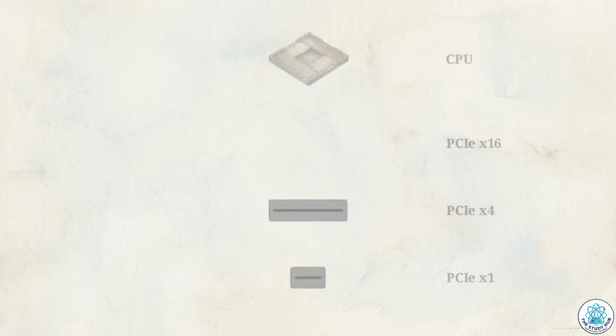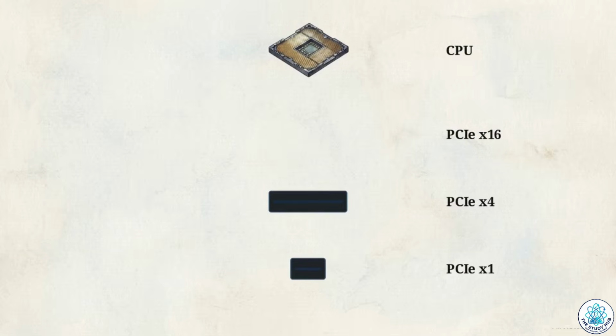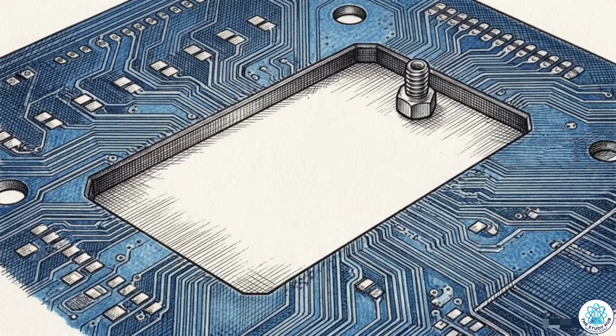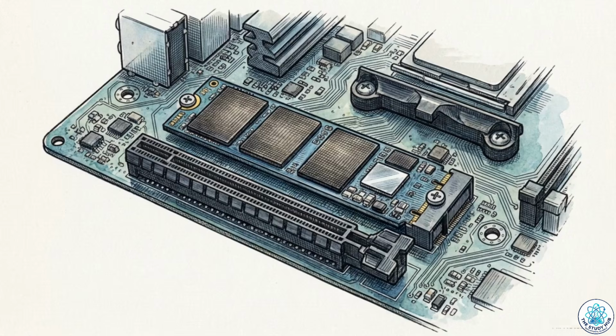Below that sit smaller PCIe X4 and X1 slots. These connections allocate significantly fewer data lanes, providing just enough bandwidth for lighter peripherals, like dedicated sound cards, capture cards, or networking adapters. This lower topography also houses modern storage solutions. Nestled flush against the board are small M.2 slots, specifically engineered to hold highly compact NVMe solid-state drives.